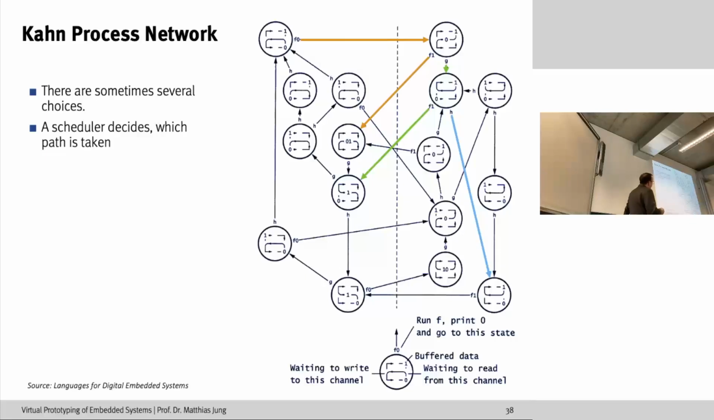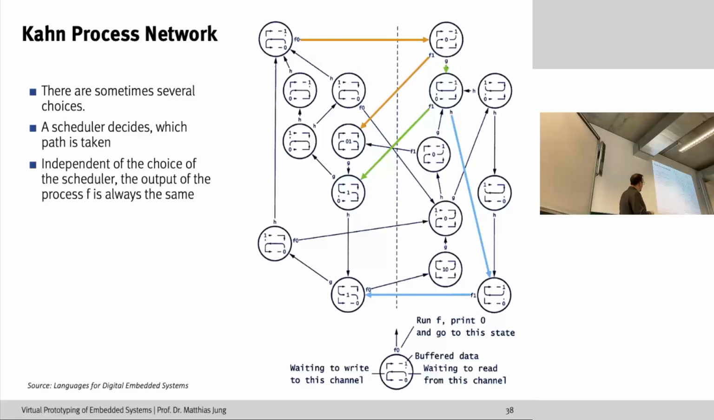But here we have another choice, we can execute H. So then we go to that state, and then there's only one thing that we can do. Also there we execute F, and also the output will be 1. So if we travel again here, output 0, then we go here, no output, then we go there, no output, but here we now have an output and it's again 1. So 0, 1. Works. So independent of the choice of the scheduler, the output of the process is always the same.